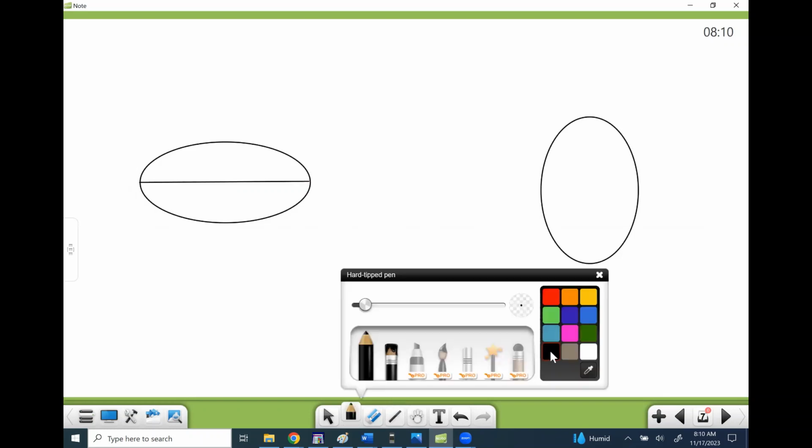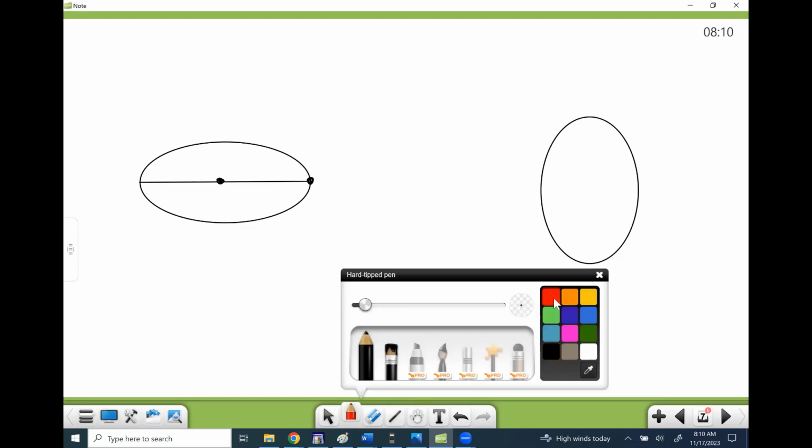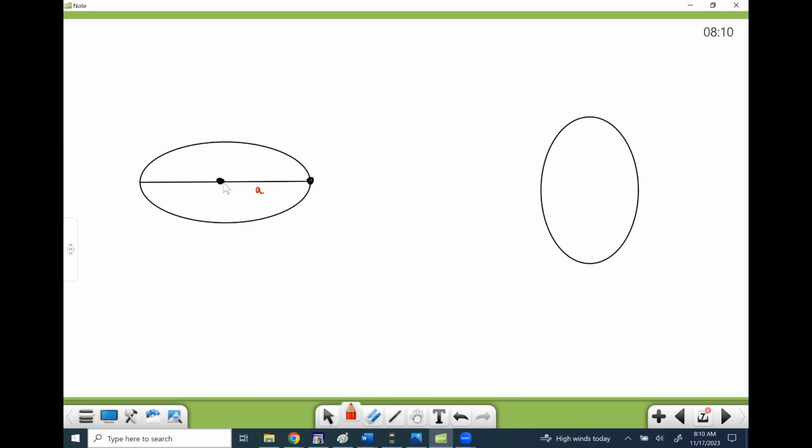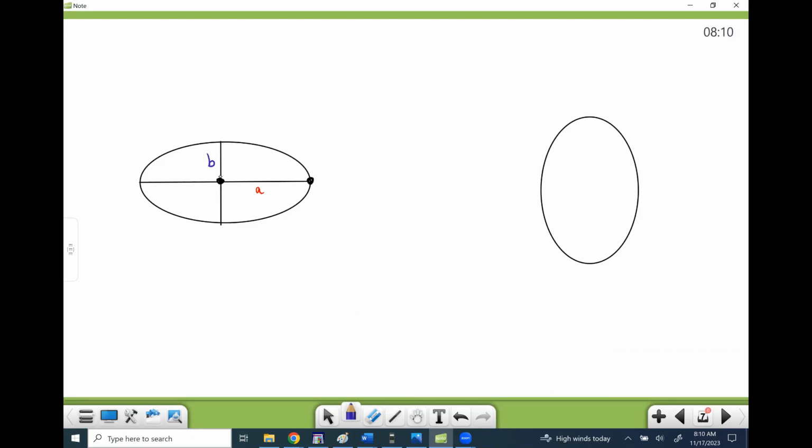So A is going to be the distance from the center to a vertex. Okay, so that's going to be the letter A. So let's say that the center is here. Okay, then that means that A would be this distance right here. Okay. Then B would be the distance from the center to a minor axis endpoint. So that's going to be B.